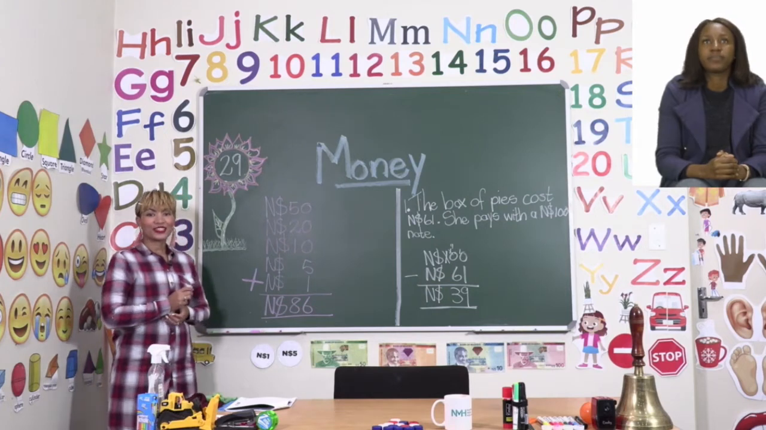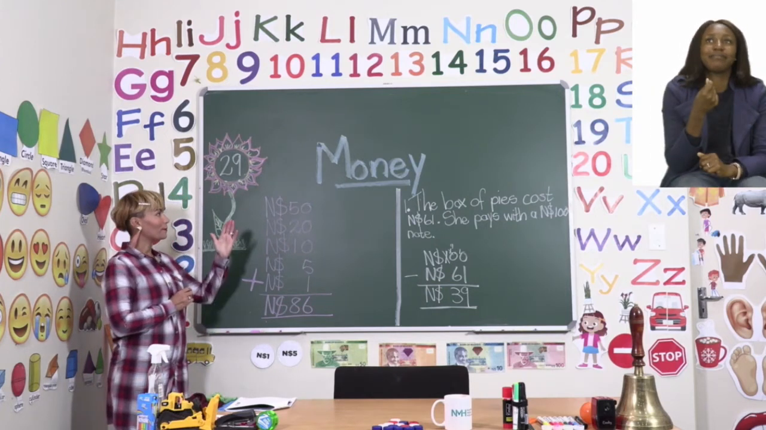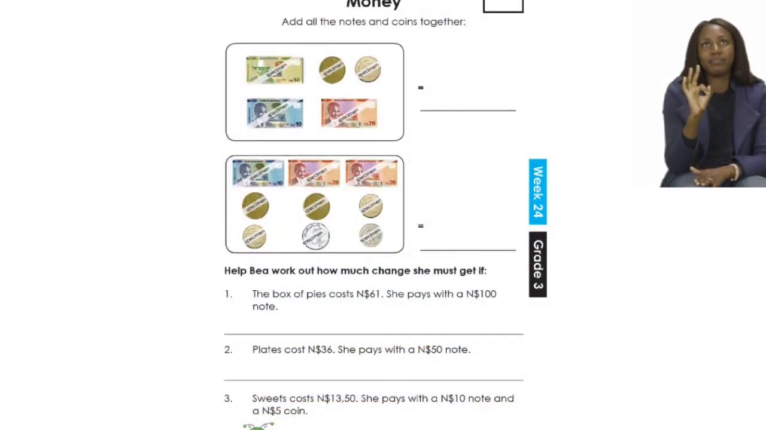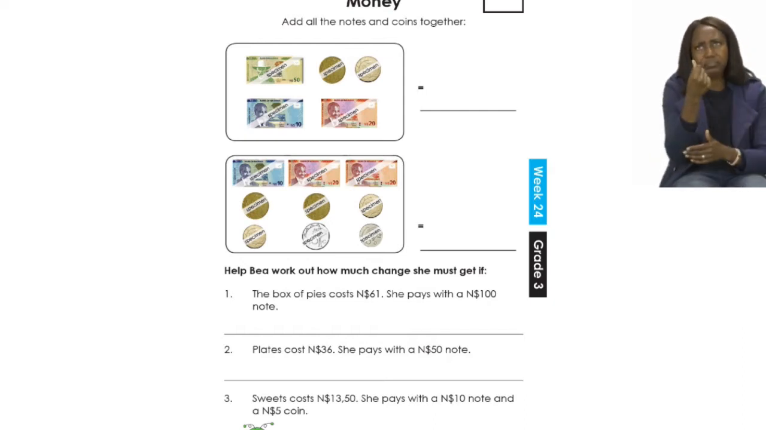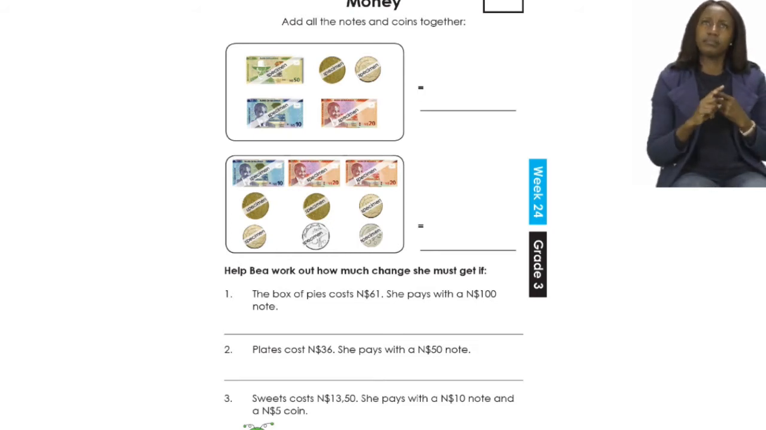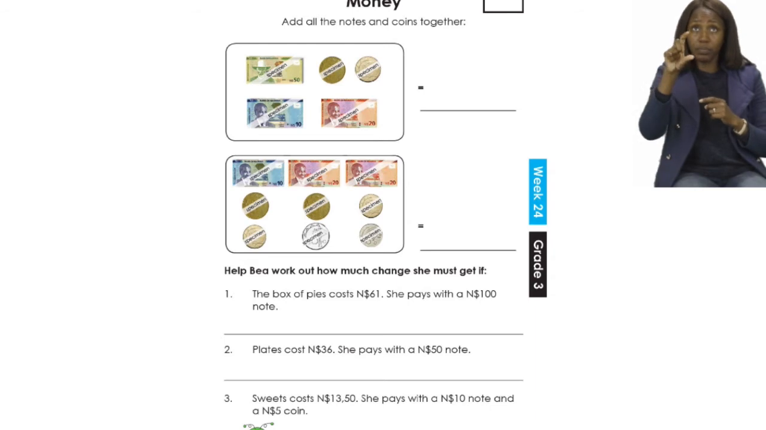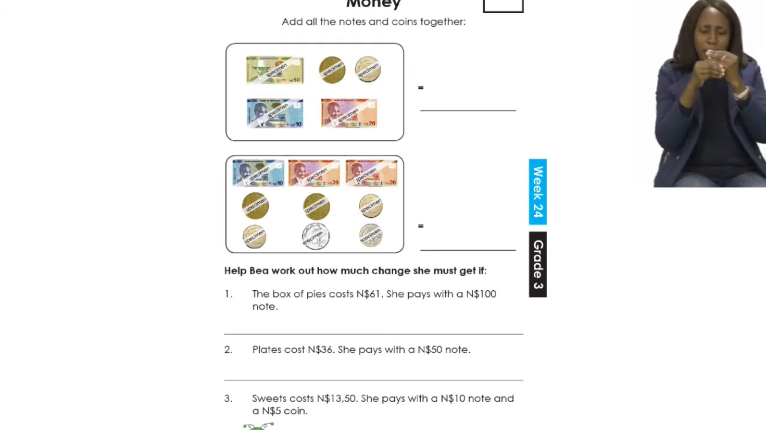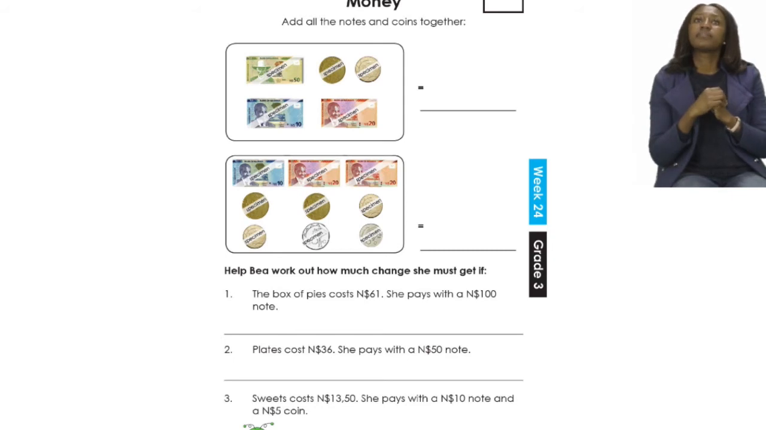In this part of the lesson, we are going to talk about money. Let's turn our booklets to page 29. Now there you will see you have some pictures of notes and coins again. In the first part, it says, add all the notes and coins together. Now, you will see that you have two blocks. In the one block, you have some notes and coins. And in the second block, you have more notes and coins. So, you have to add up all the notes and all the coins in each block.